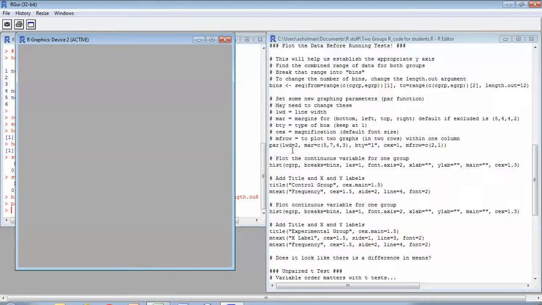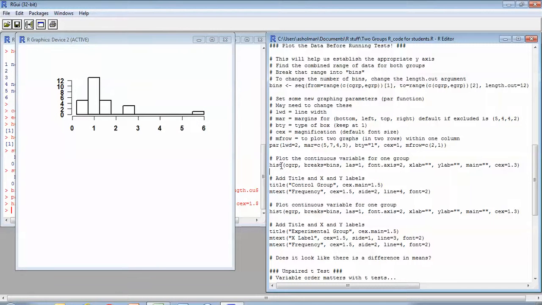And the important thing about these parameters I've set, I've given myself a little more room in the margins, and I've also set it up to have our first graph pop up at the top and our second graph pop up at the bottom so that we can actually look at our control and our experimental groups top to bottom, so stacked on top of each other for easy comparison. So we're going to plot the continuous variable. So it's already set up to run our control group.